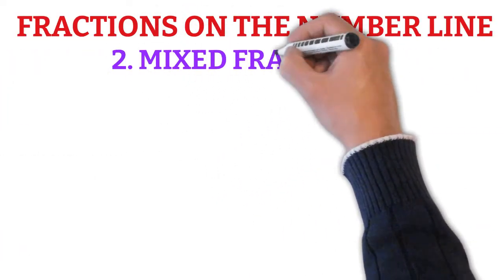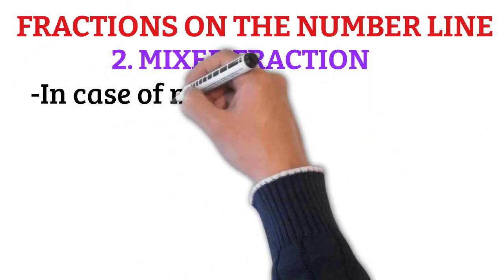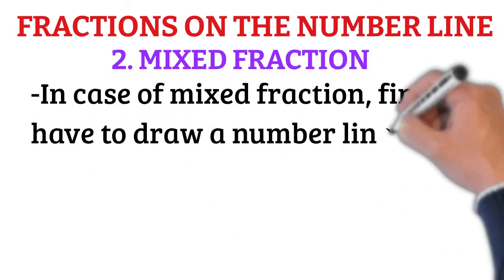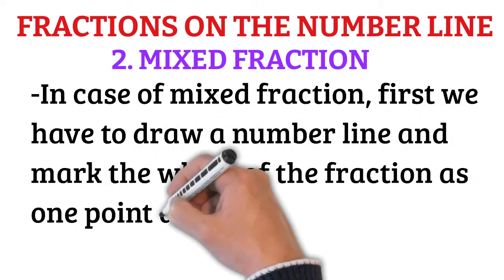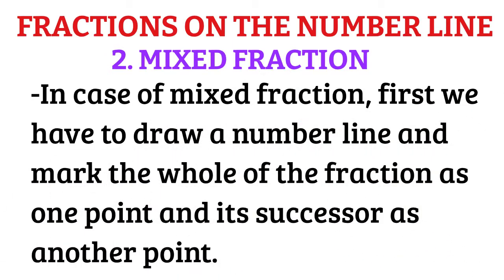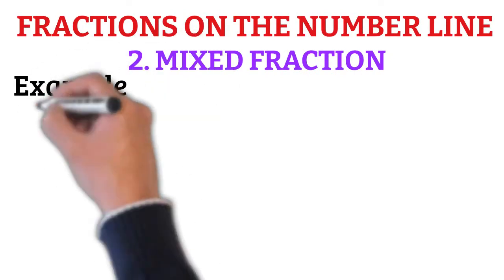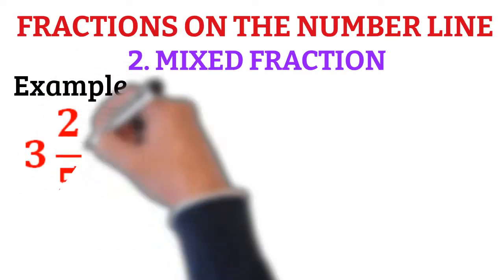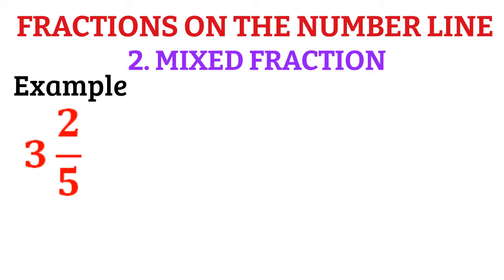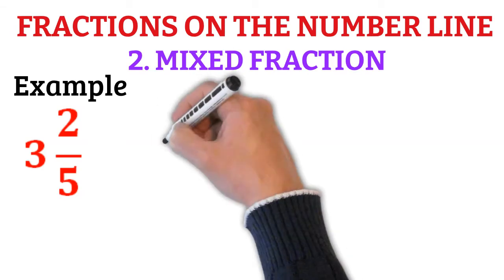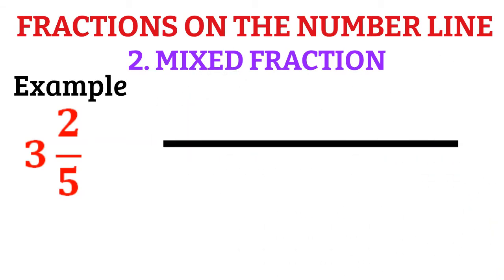Now, how to show a mixed fraction in the number line? In case of mixed fraction, first we have to draw a number line and mark the whole part of the fraction as one point and its successor as another point. For example, 3 whole 2 by 5 more is a mixed fraction. Here the whole part is 3 and the fractional part is 2 by 5. Thus, we have to draw a number line and mark the whole part, that is 3, and its successor, that is 4, on it.